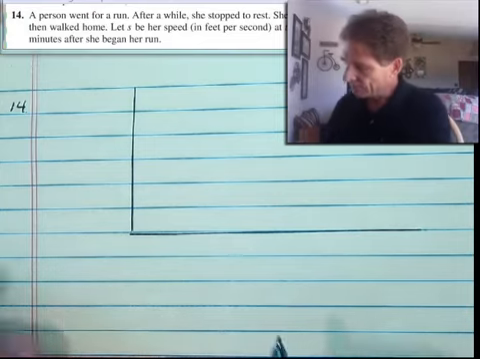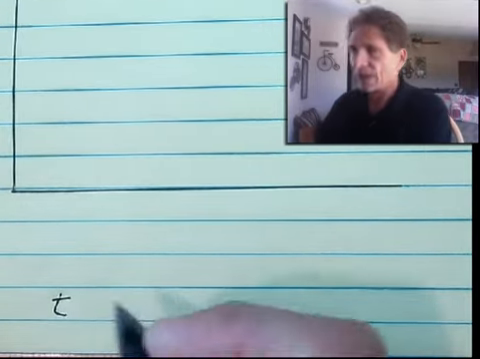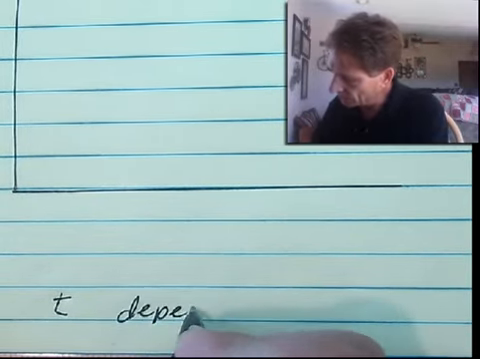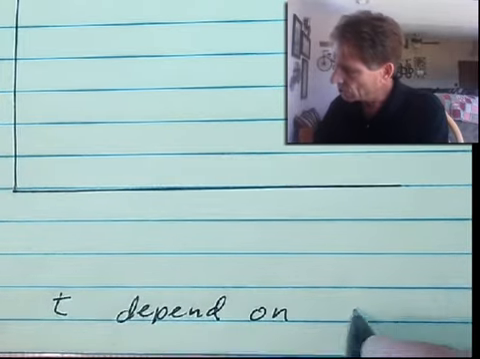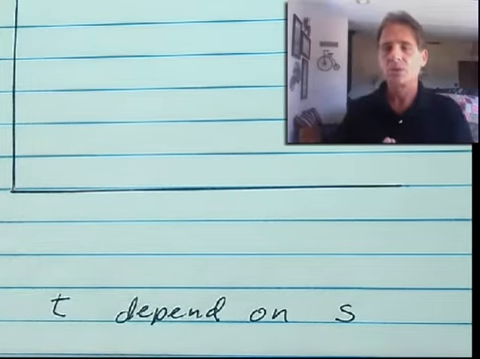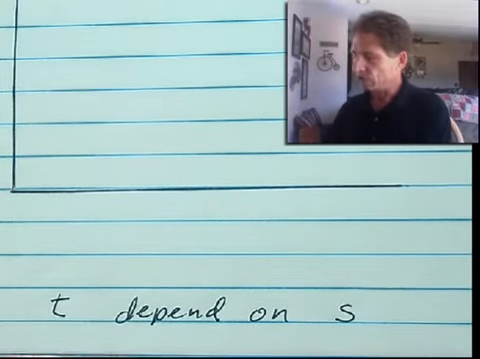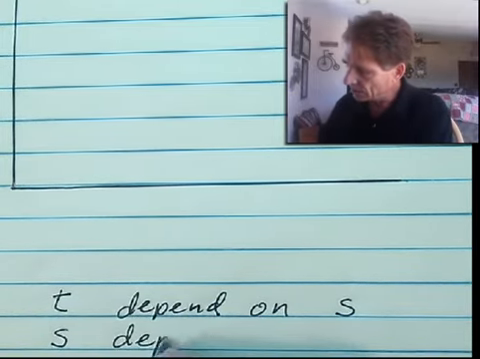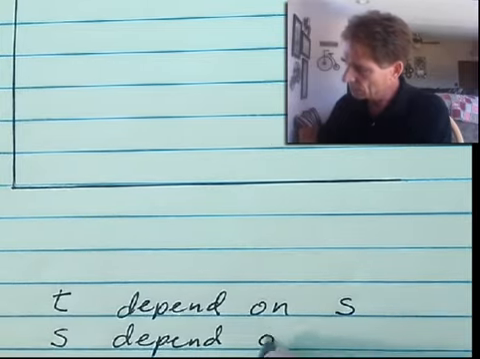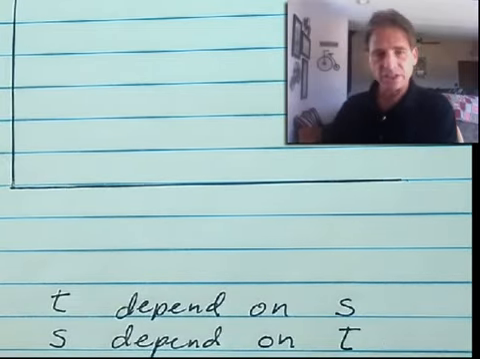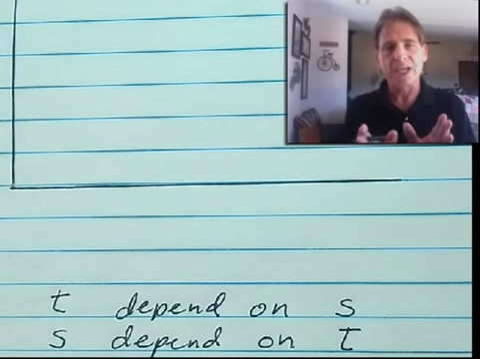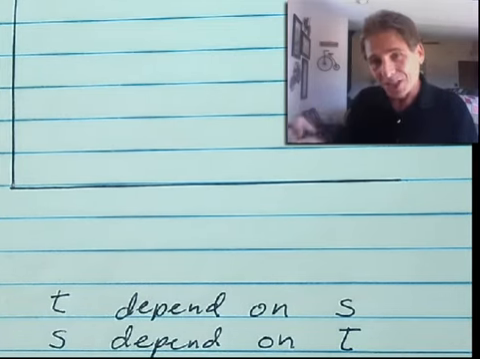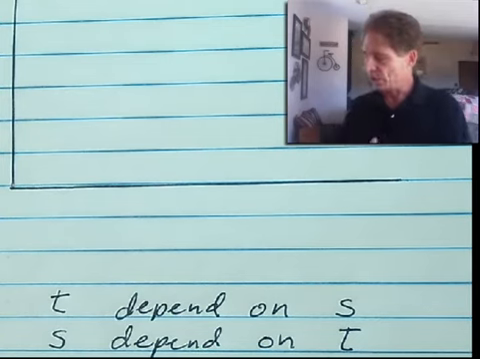The question will be, does the time after she began her run depend on her current speed? Well, obviously not. So let's phrase it the opposite way. Does her current speed depend on the number of minutes after she began her run? Yes, it does. Because after so many minutes after her run, she might have been resting or walking or running.